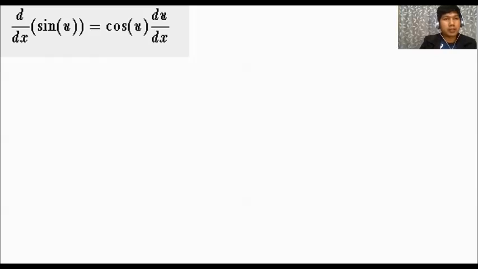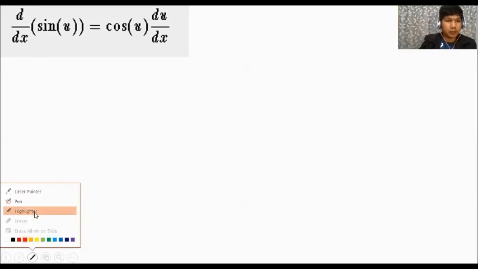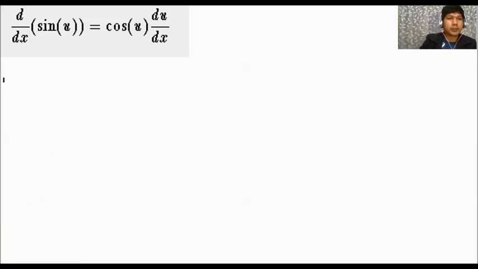So to start with, let us discuss the derivative of the most basic trigonometric function, which is the sine function. The derivative of sine u is equal to cosine u, then the derivative of u. So let me give you an example.